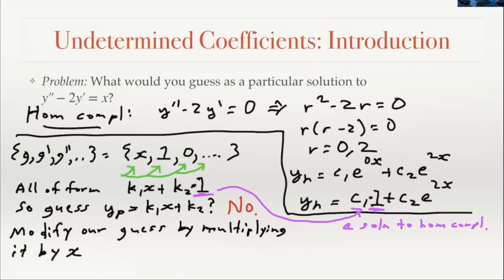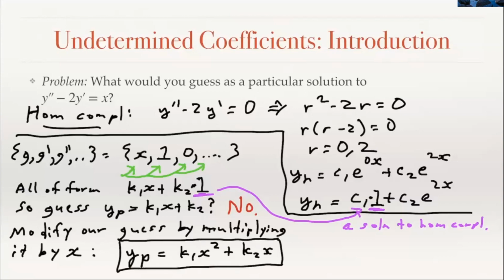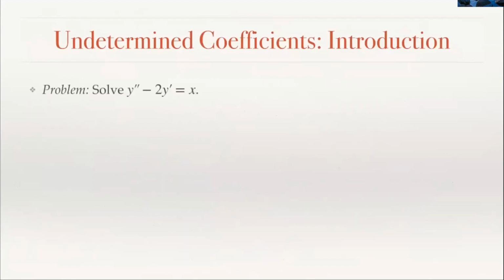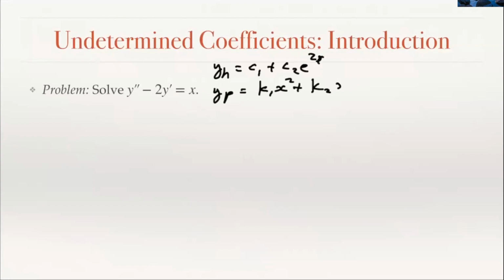So what we do, we modify our guess by multiplying it by x. So instead we guess yp is k1x squared plus k2x. And you can see that now neither of those is a solution to the homogeneous complement, so we're good. Now, given that we now know that we want to guess k1x squared plus k2x, go ahead and try your hand at solving this differential equation. Pause the video.